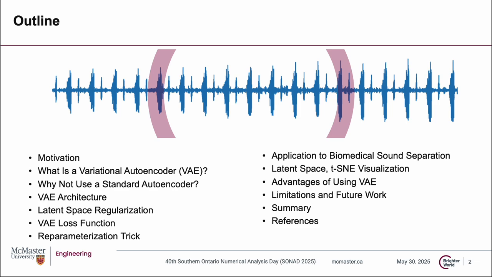And what I basically want to talk about today is, first of all, the motivation, why it is important to use the variational method, and what is exactly a variational autoencoder. Why not reuse a standard autoencoder? And then I talk a little bit about its architecture and how we regularize its latent space, what is its loss function, and some of the tricks that we need to use when we are using the variational autoencoders.